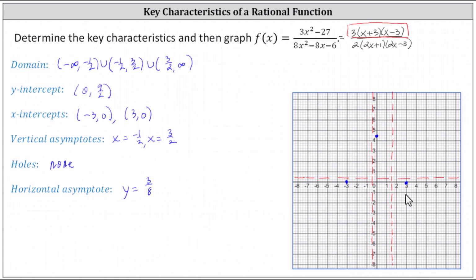And now we could find some additional points, but let's go ahead and sketch the rational function using just these 3 points. We know there will be 3 pieces, and each piece will pass through the given points and approach the horizontal and vertical asymptotes, which indicates on the left the graph would look something like this. On the right, the graph would look something like this.